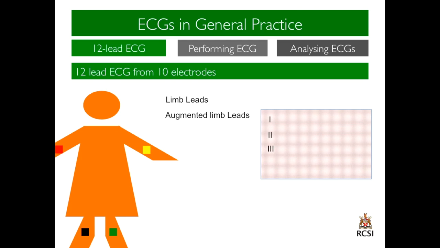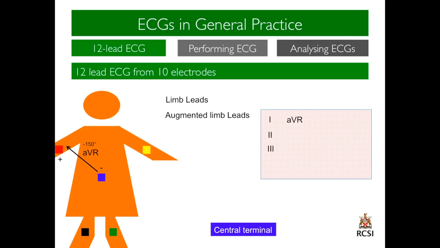There are 3 augmented limb leads. They are formed by the creation of a central terminal, a confluence of 2 of the limb electrodes, and this is the negative electrode in the lead.